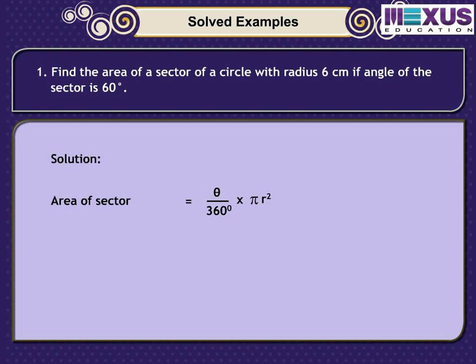Now theta is given as 60 degrees and the radius is given as 6 centimeters. So placing data as per the formula, we get 60 divided by 360 into 22 by 7 into 6 square. After calculating, we get the area of sector equals 18.84 square centimeters.